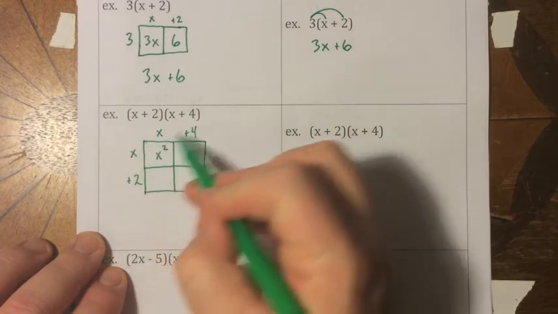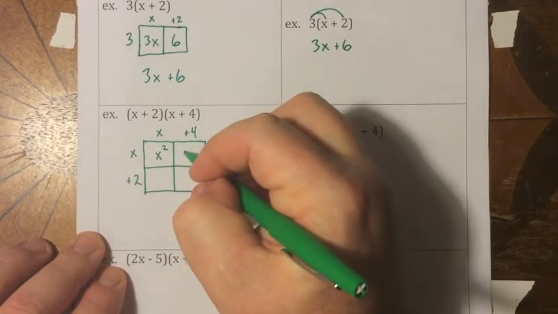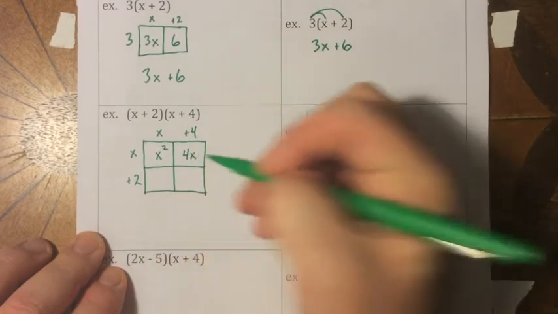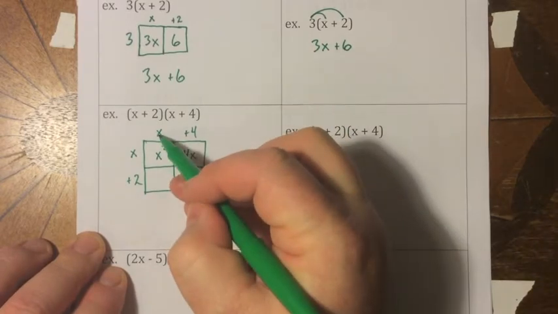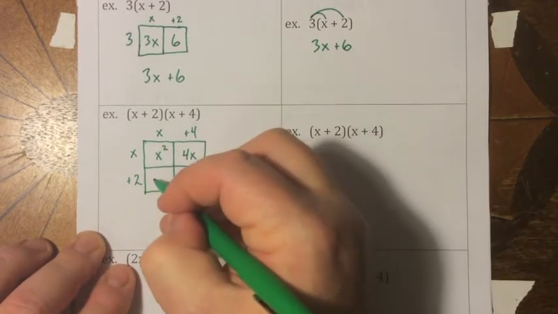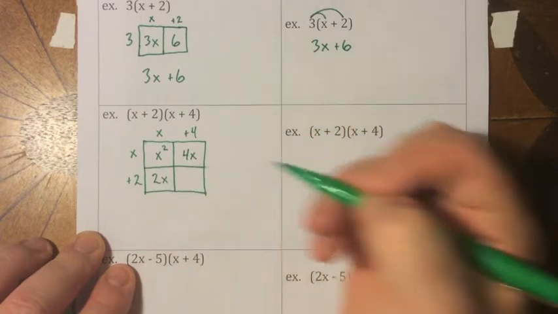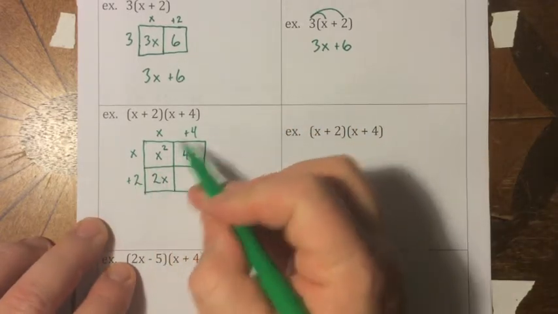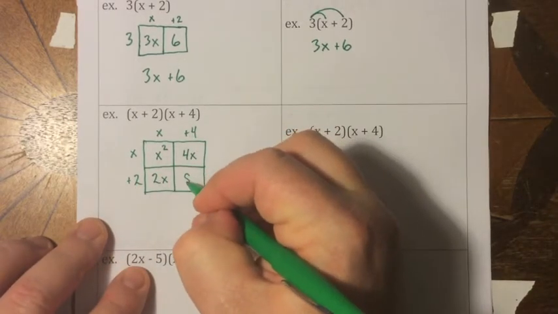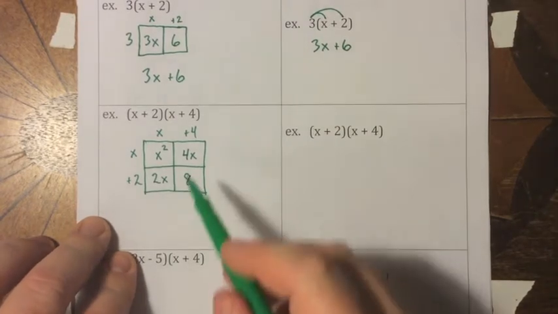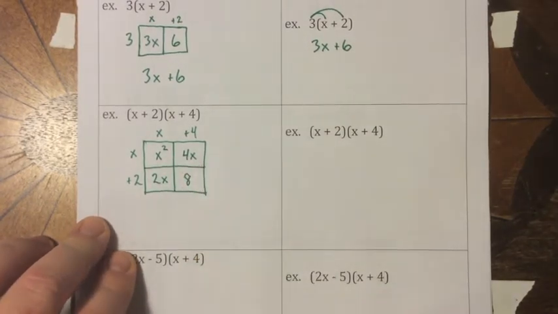I'm going to go ahead and multiply x times 4. That's going to give me 4x. I'm going to multiply x times 2. That's going to give me 2x. And lastly, I'm going to multiply 2 times 4, and that's going to give me 8. You will notice here that I have 4 terms. I'm going to go ahead and write all of those terms down now.